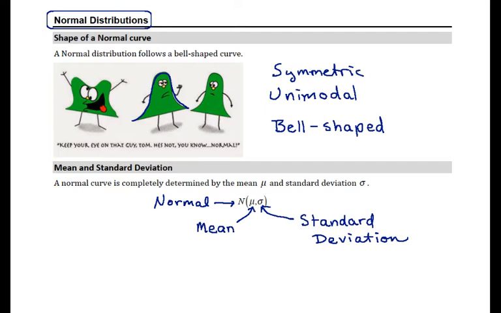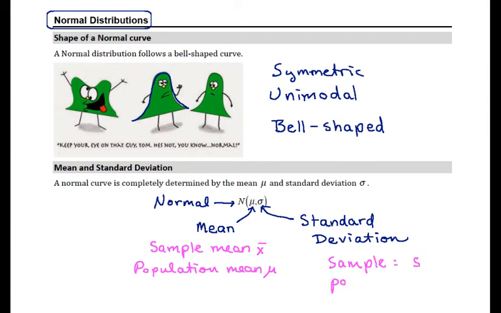Now, this doesn't have to be a population mean mu. It can be a sample mean x bar, or a population mean mu. And the standard deviation can come from a sample, in which case we would call it s, or from a population, in which case we call it sigma. But it ends up being a little bit simpler to just assume we're talking about a population so that we can refer to these symbolically.